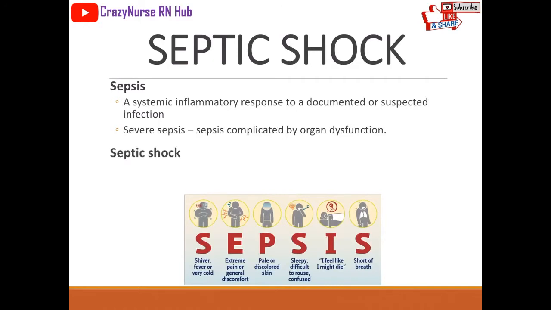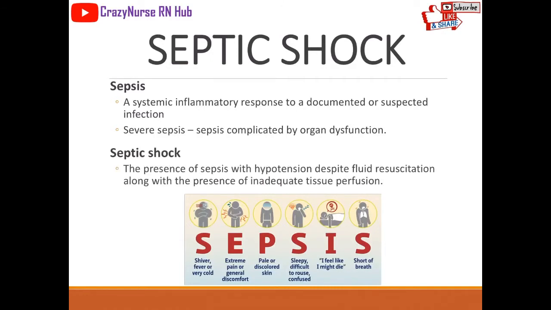Septic shock, on the other hand, is the presence of sepsis with hypotension, despite fluid resuscitation, along with the presence of inadequate tissue perfusion. The main organisms that cause sepsis are gram-negative and gram-positive bacteria. Parasites, fungi, and viruses can also lead to the development of sepsis and septic shock.